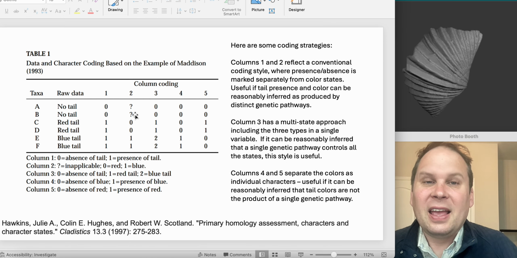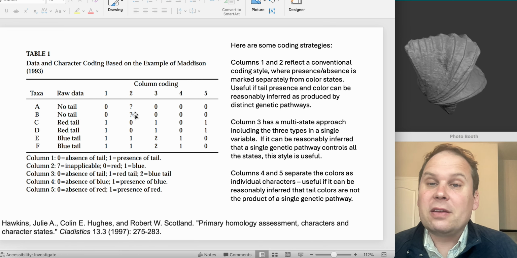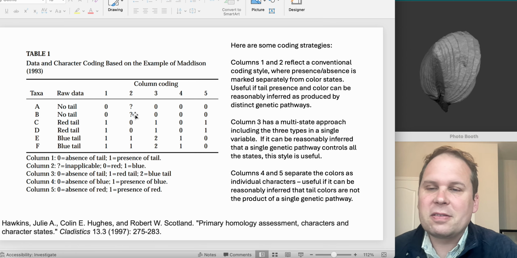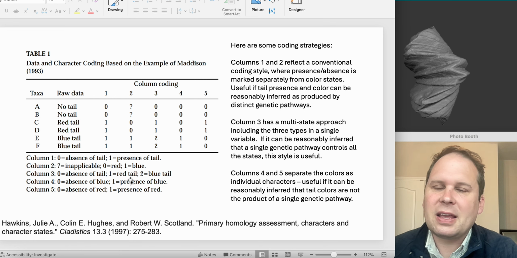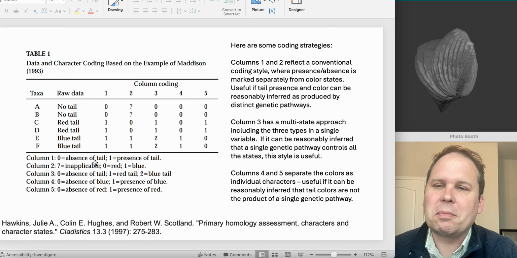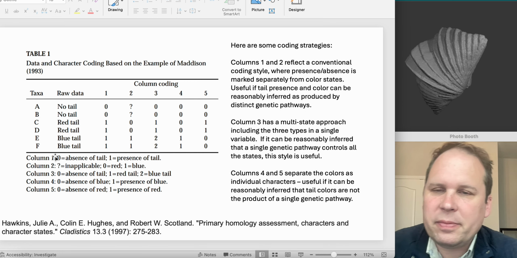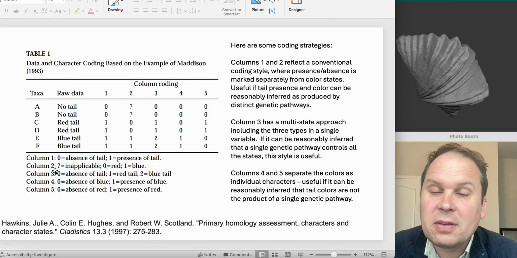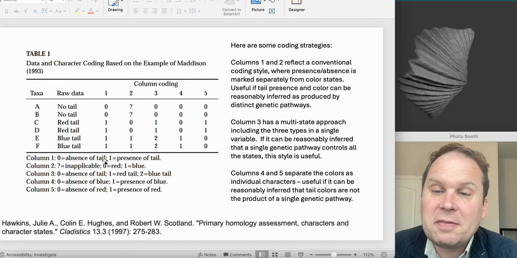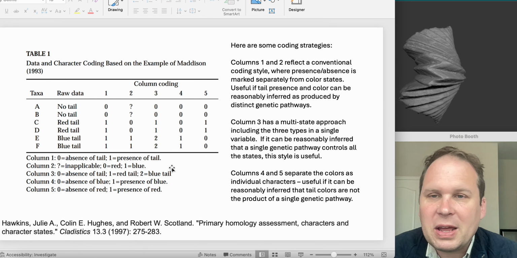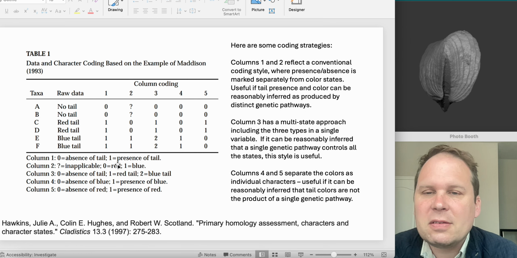So here are some coding strategies. So say you have some birds, and the birds can have a tail or no tail. If they have a tail, it can be a red tail or a blue tail. Great. You could break it up into different columns. You could just have absence of a tail or presence of a tail. So 0 is the absence, 1 is the presence. That would be a good way to do it. So 0s and 1s, nice.